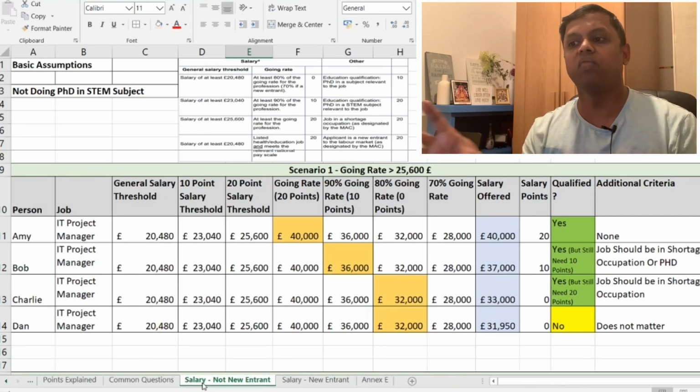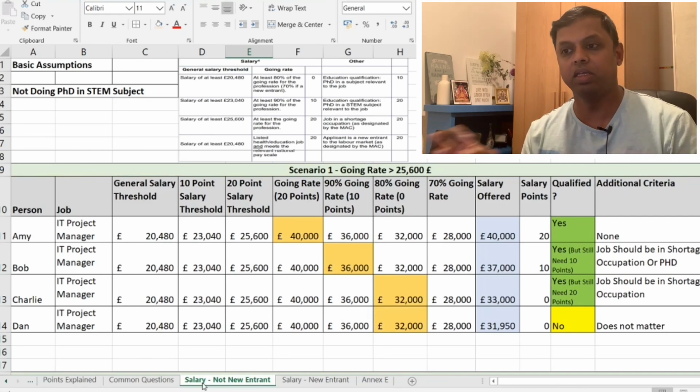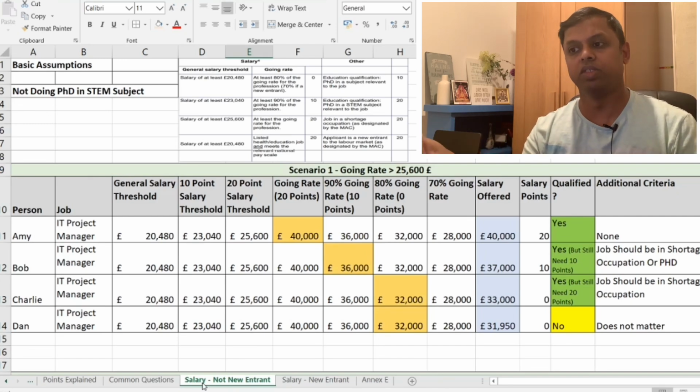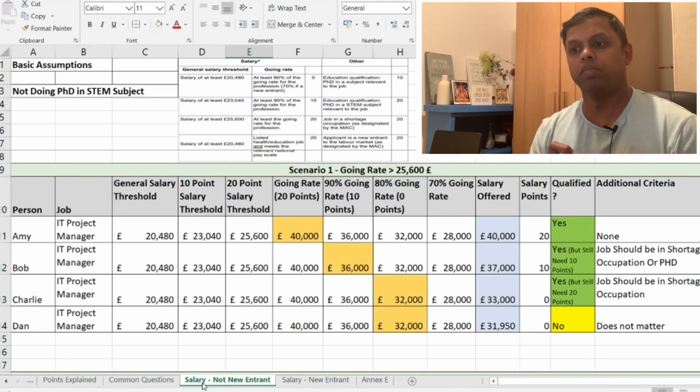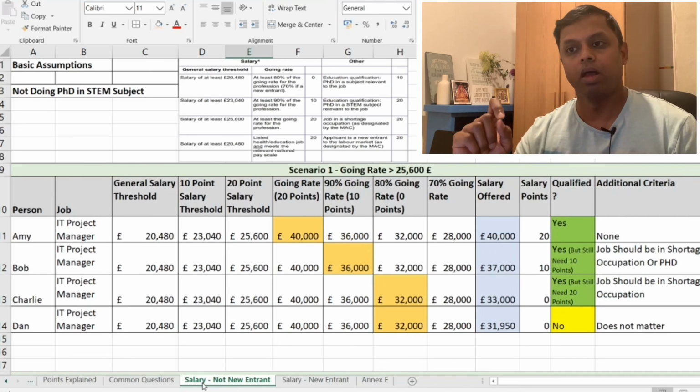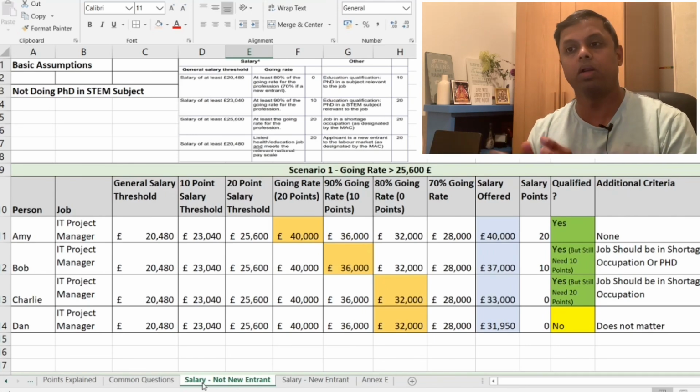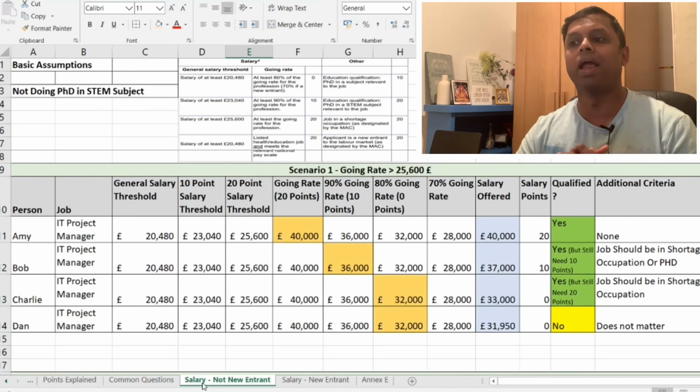In both of these categories, there are two scenarios to consider. I'm going to use these two scenarios to demonstrate the examples and show you the calculations. Now, we made some basic assumptions. The basic assumption is that we're not considering the PhD in STEM subject, because that's a very niche category, so that's probably going to confuse it a little bit. So I'm excluding that one scenario from this whole calculation.